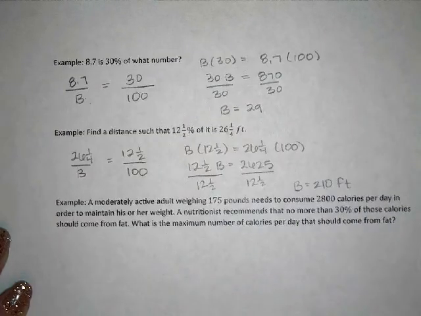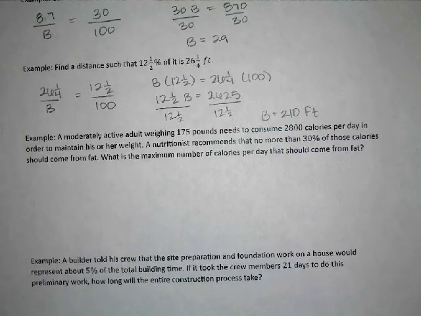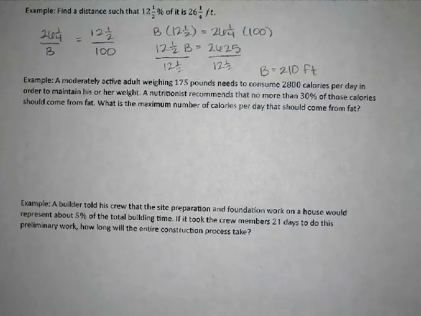Okay, so we're going to be doing the same thing, but now we're working with word problems. It says, a moderately active adult weighing 175 pounds needs to consume 2,800 calories per day in order to maintain his or her weight. A nutritionist recommends that no more than 30% of those calories should come from fat. What is the maximum number of calories per day that should come from fat?